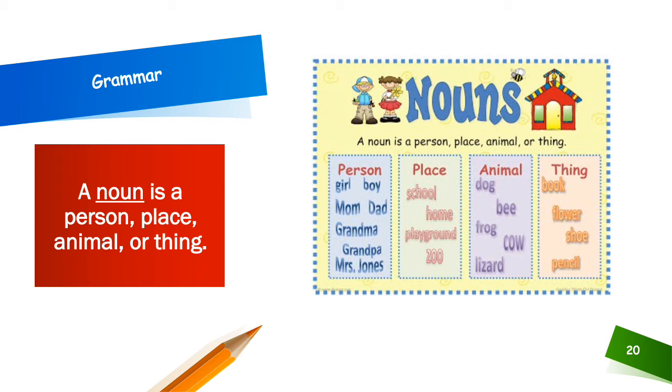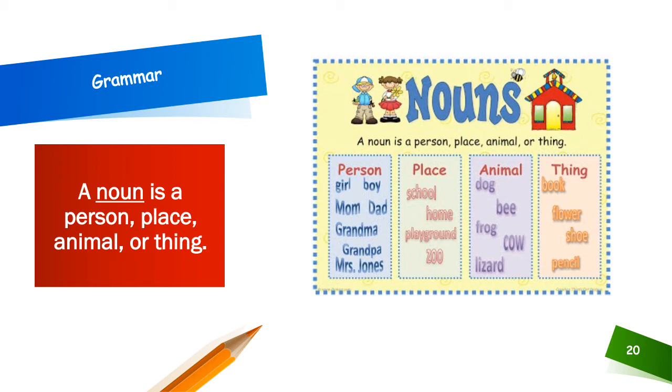Let's do some grammar. This week in grammar, we're going to learn about nouns. Can you say nouns? A noun is a person, place, animal, or thing. Let's look at this chart. Girl, boy, mom, dad, grandma, grandpa, Mrs. Jones, those are all nouns. They name a person. School, home, playground, those are all places. They are nouns and they name a place.